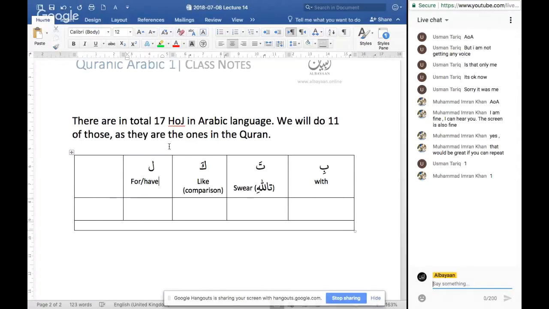Ba, ta, kaf, lam. And the fifth one is waw. Waw is oath. It's not the waw which is "and." It is not the "and" waw. It's the oath waw. When you take an oath, for example, you may have heard your Arabic friends saying wallahi, wallahi.